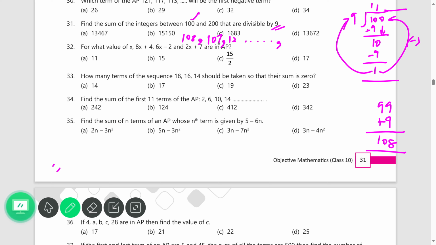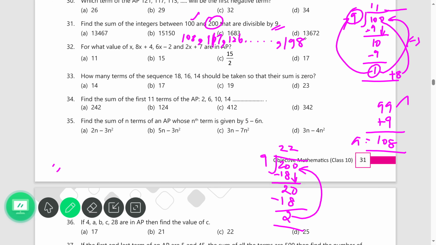198. That's it, directly you can write. Here there is no need to add 9 to 198 again. If you add, it will cross 200. Do you understand? A means, listen, after subtracting the remainder, we are adding the divisor one time.